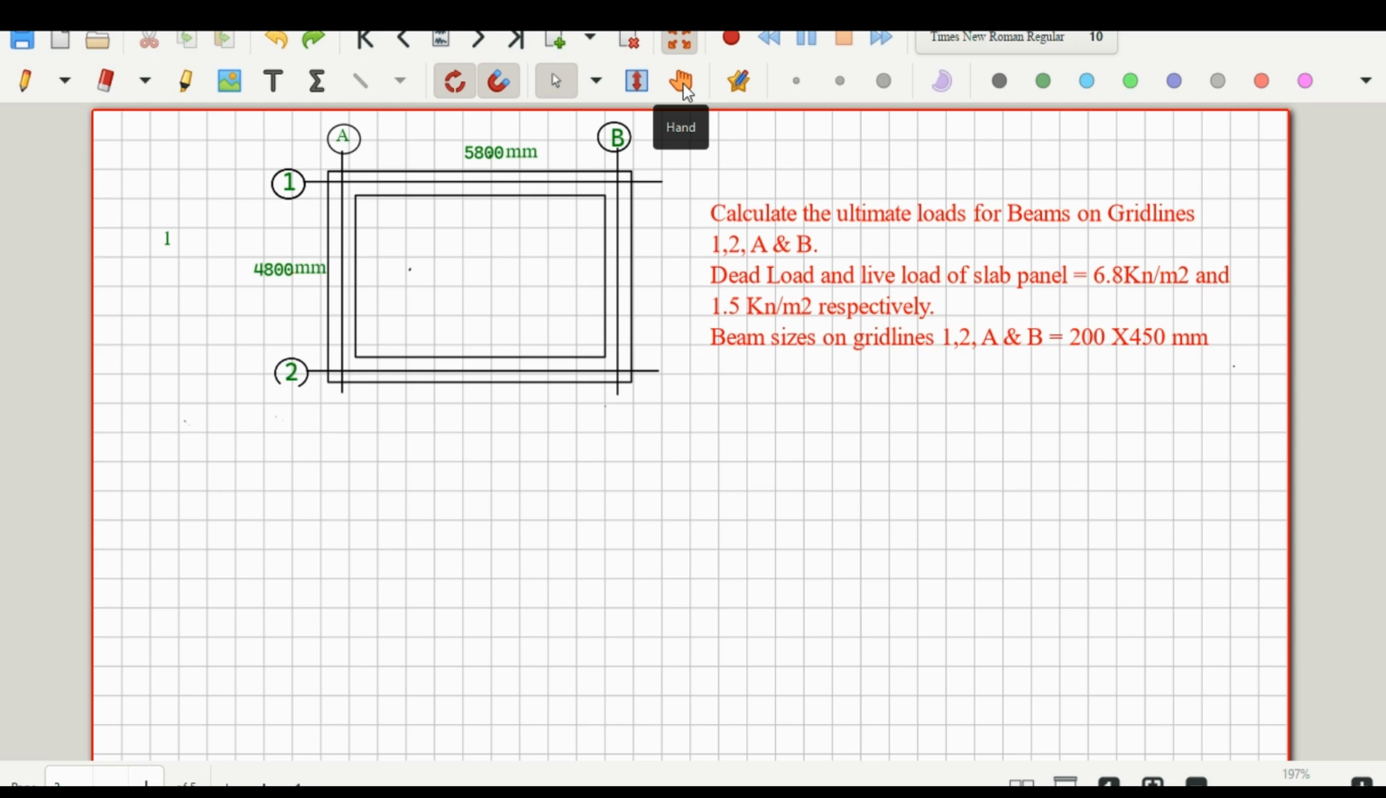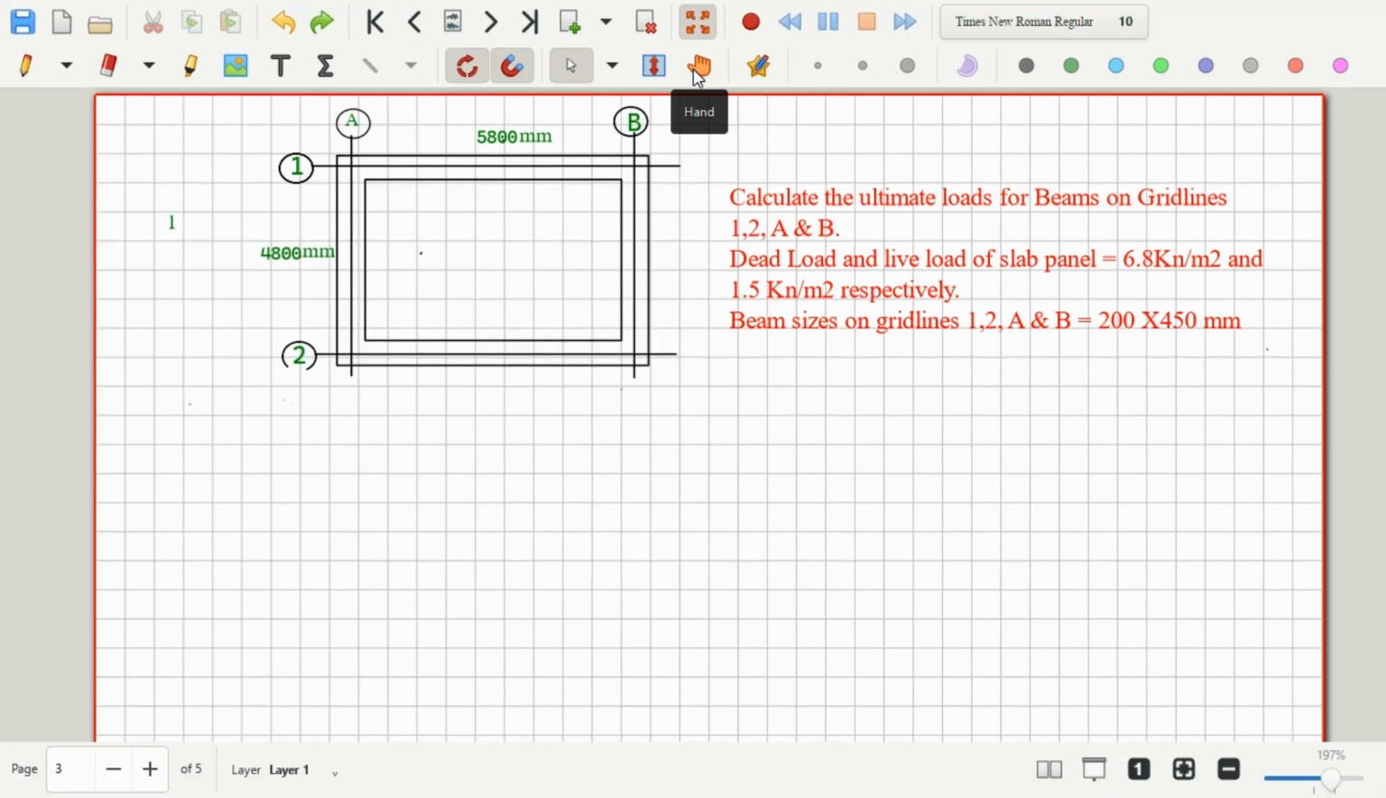In today's tutorial, we'll be looking at calculating beam loads on a simply supported slab panel using the manual calculation approach. So we'll be calculating the beam loads for beams on grade lines 1, 2, A and B. And the design parameters are, the dead load and live load of the slab panel are 6.8 kilonewton per square meter and 1.5 kilonewton per square meter respectively. Additionally, the beam sizes on all grade lines, that's beam on grade line 1, 2, A and B are all 200 by 450 mm.